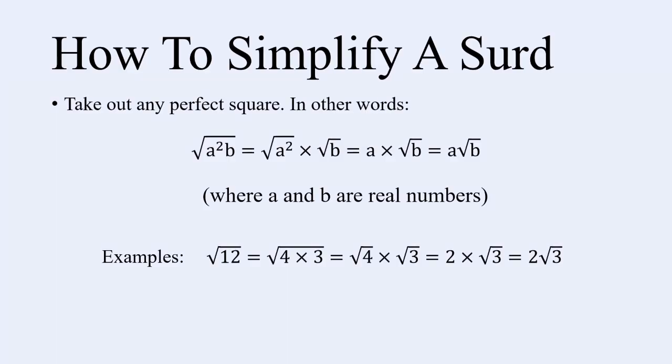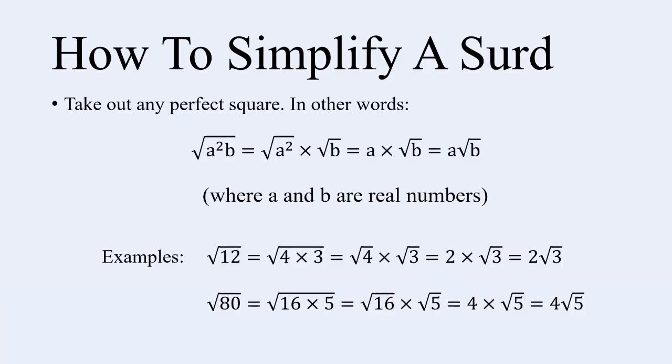If we want to simplify the square root of 80, then that equals the square root of 16 times 5, which is equal to the square root of 16 times the square root of 5, which is equal to 4 times the square root of 5.